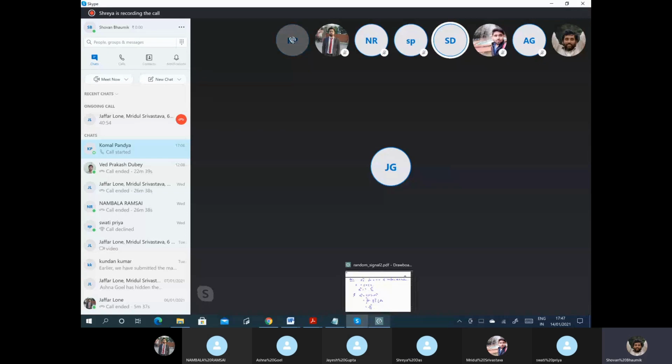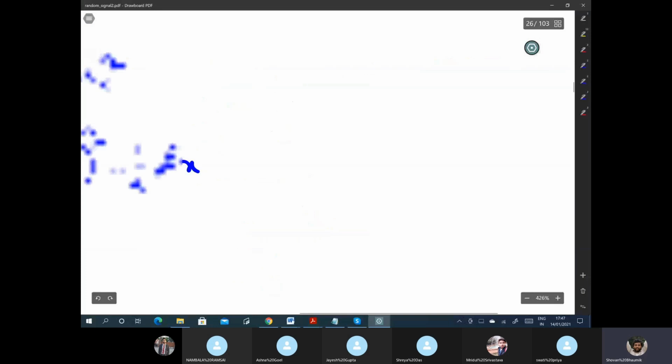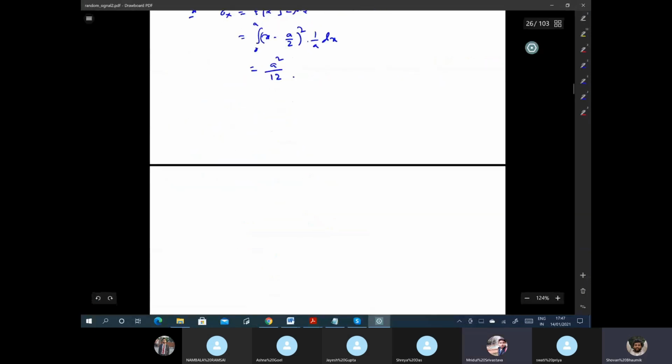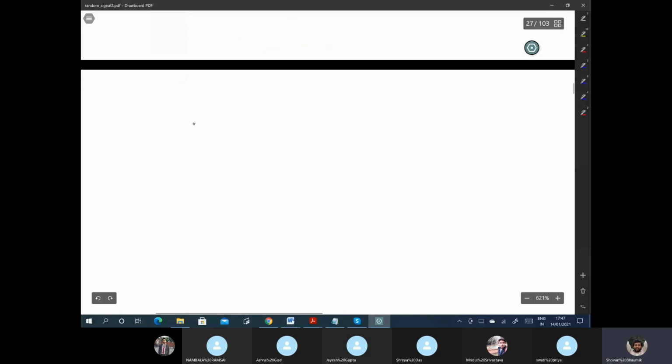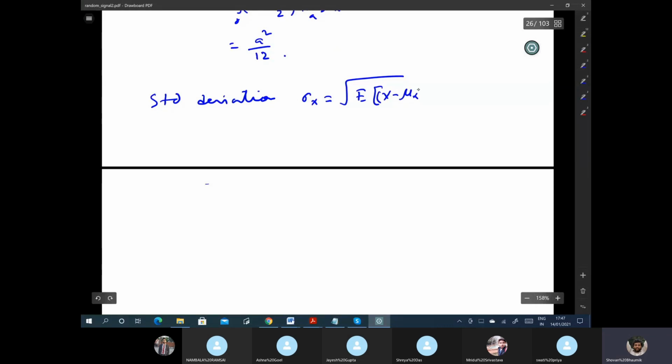So now let's keep on continuing. This problem is fine for everybody, right? So now let's proceed further. We are saying that standard deviation we define as sigma x equals the square root of E of x minus mu x square. Again, I am giving this square because it is single dimension. It's scalar. We will come to matrix notation very soon.